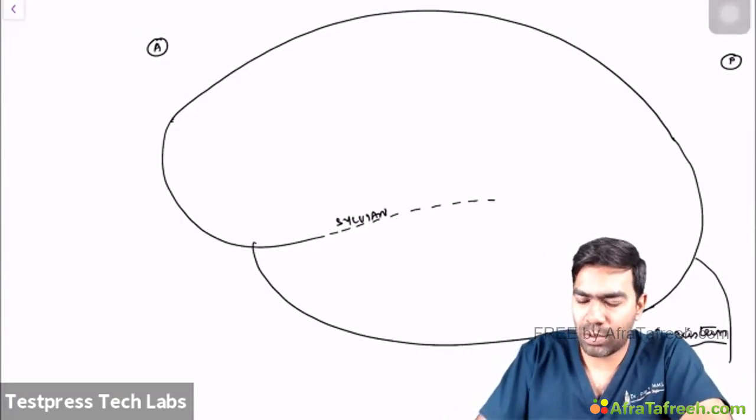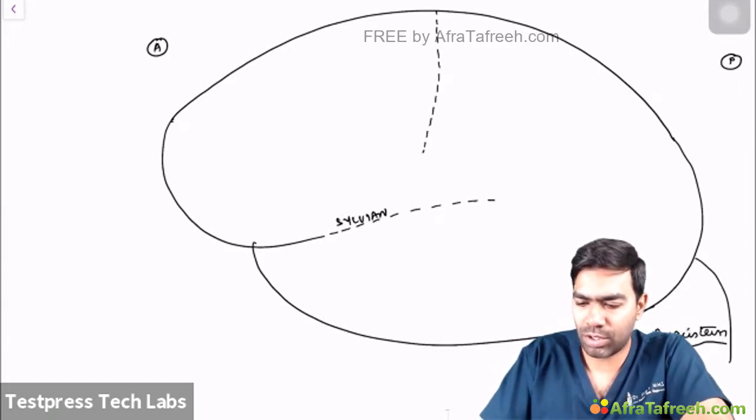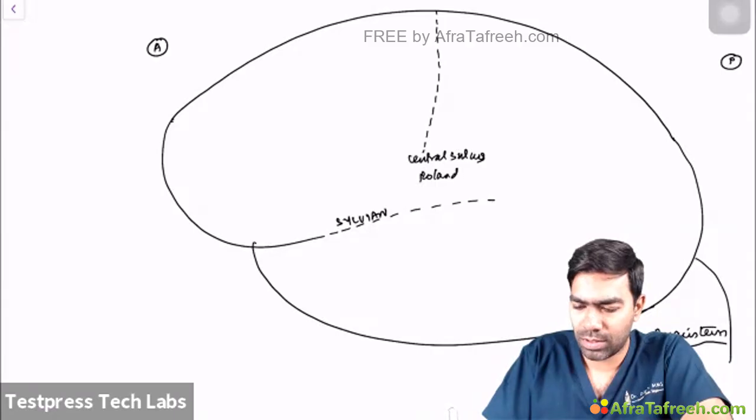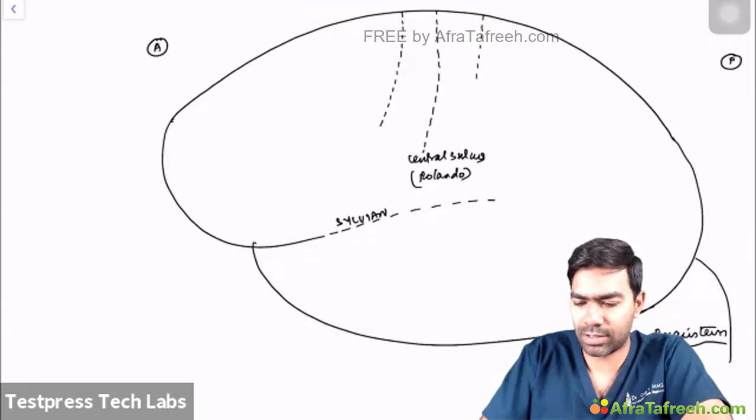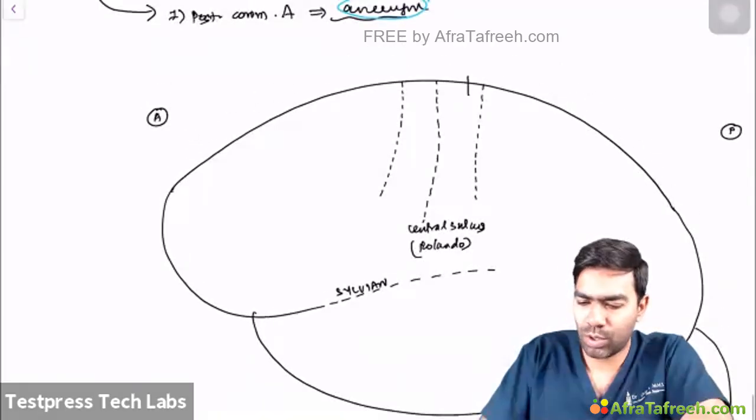Apart from that, you have multiple areas. You know that. Only important things I'll draw. One is the central sulcus. You know this is the central sulcus of Rolando. And you have a pre-central sulcus and a post-central sulcus. Just a conceptual diagram. And of course, you need to know that this is the post-central gyrus.